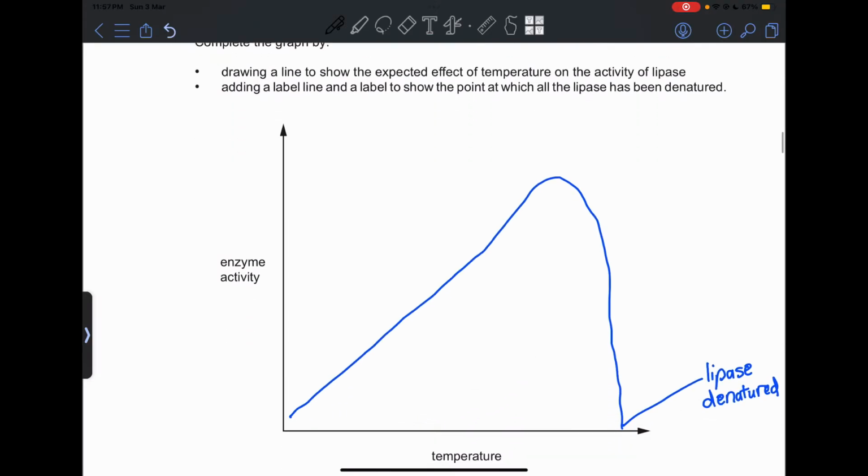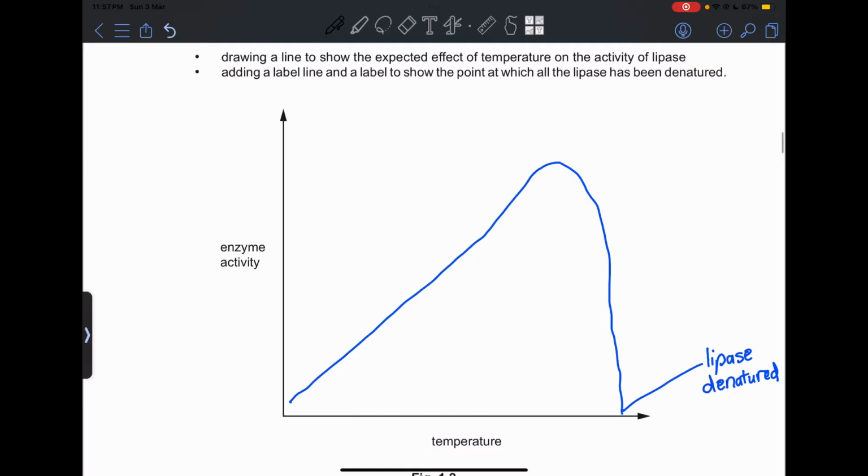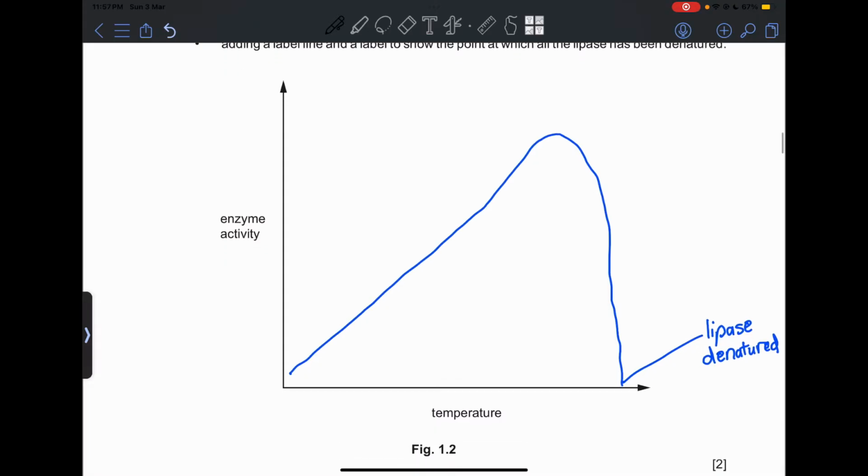So over here we can see I drew this graph. You have to draw it yourself. I drew that as the temperature was increasing, the enzyme activity was increasing until this point over here. And then it started to decrease until it reached 0 over here. The enzyme activity was 0. This is because the lipase denatured, and I labeled that over here. I wrote that down. You have to also write that down in your answer.